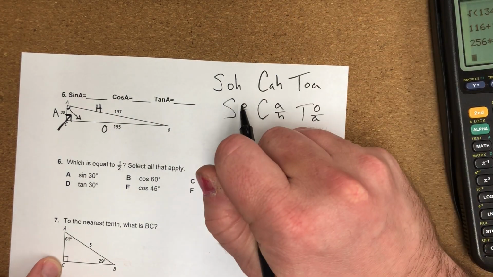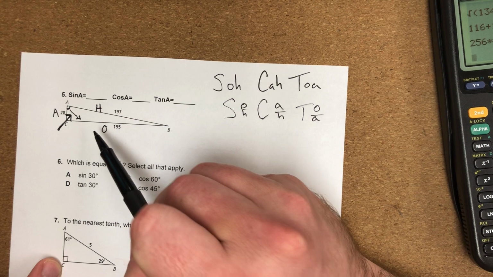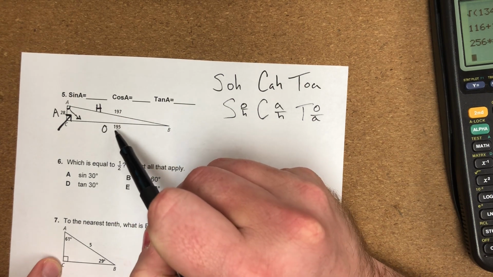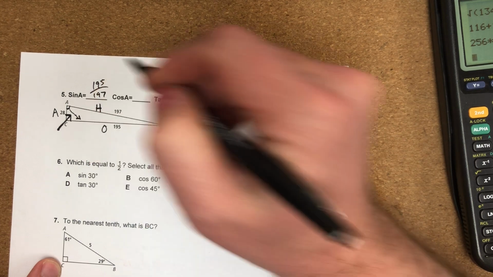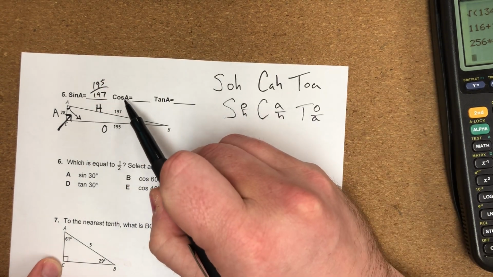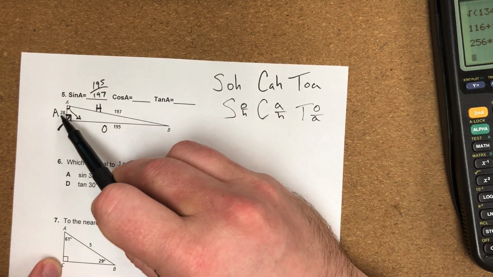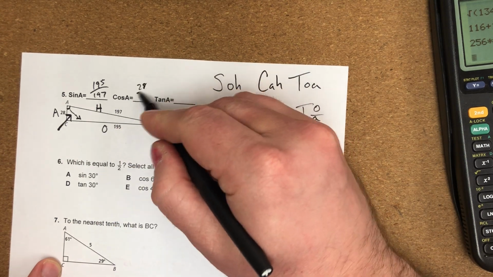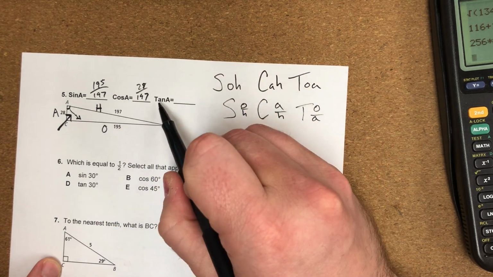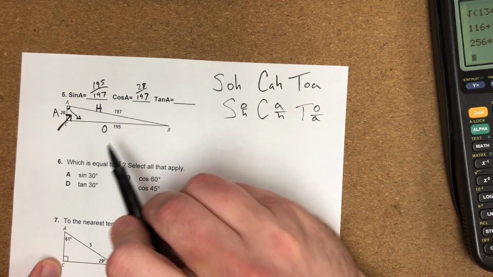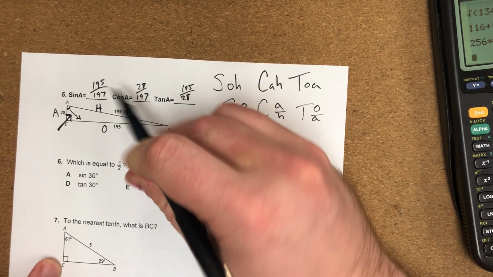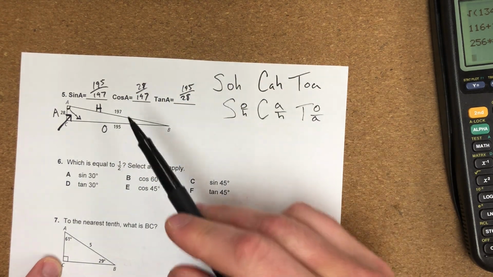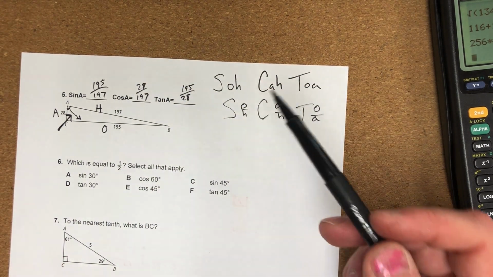So when I see S is O over H, I go to sine and write O over H. O is 195, H is 197, so it's 195 over 197. Cosine is A over H, 28 over 197. Tangent is O over A, 195 over 28. So when we know the setups and how to set up our triangle, these are easy.